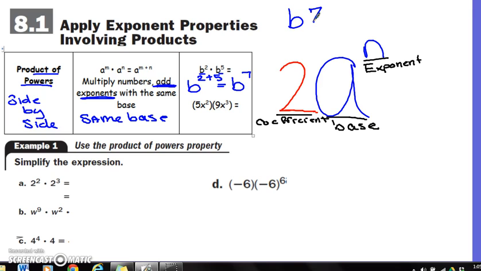All right, here, it's a little bit bigger problem. 5x squared times 9x cubed. First of all, always check, do we have the same bases? Yeah, we do. So we know we're going to have an x. We know side by side we add, so 2 plus 3 is 5. But we multiply our coefficients, so 9 times 5 is 45. Okay. Now let's look at A through D. These are easy, simple, easy peasy problems. Let me write something down.